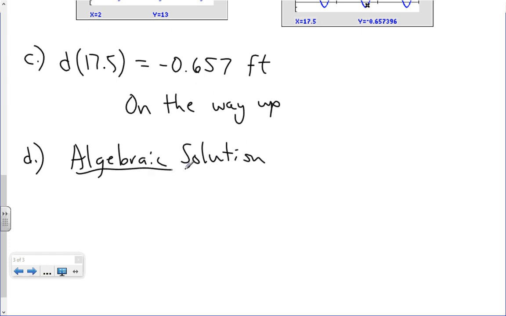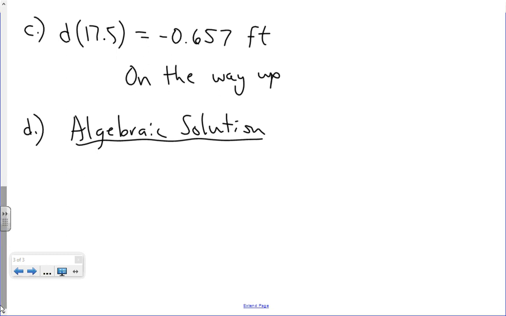I would assume that we are pretty comfortable with grabbing our calculator and looking at a graphical solution or a numerical solution. It's probably the algebraic solution that we need the most practice with. So I'm going to ask that you solve these algebraically.